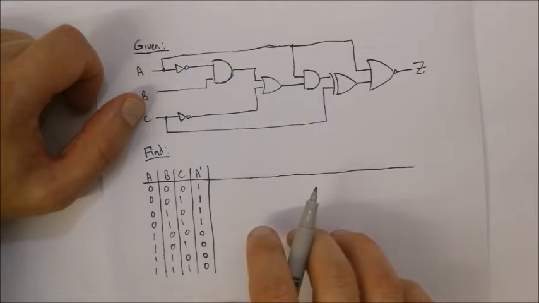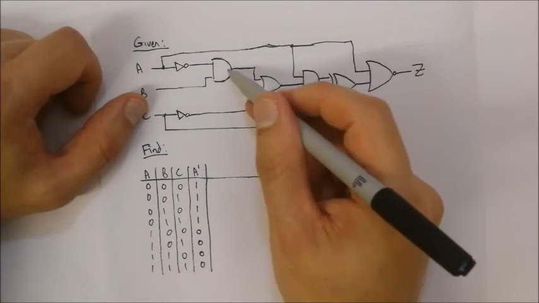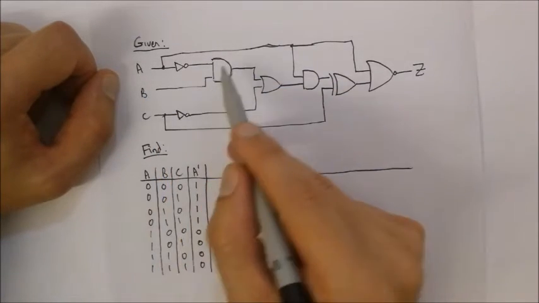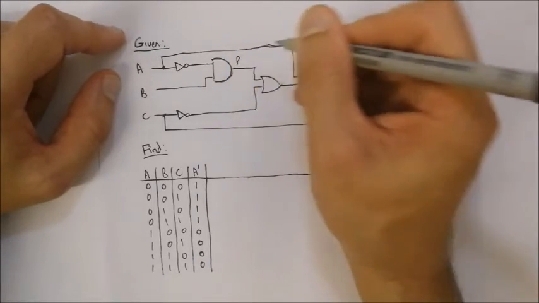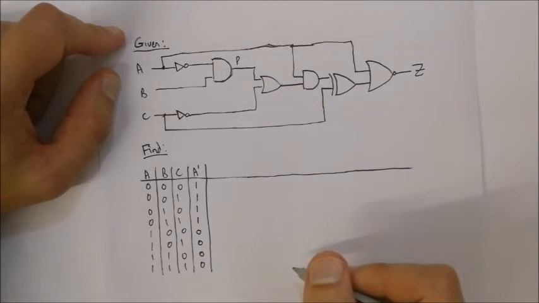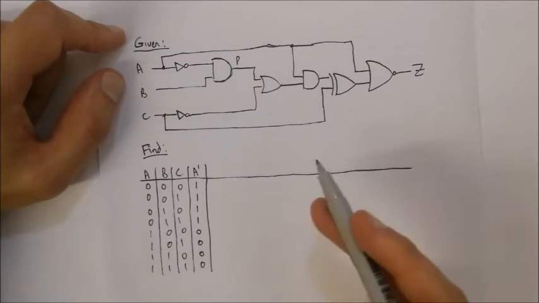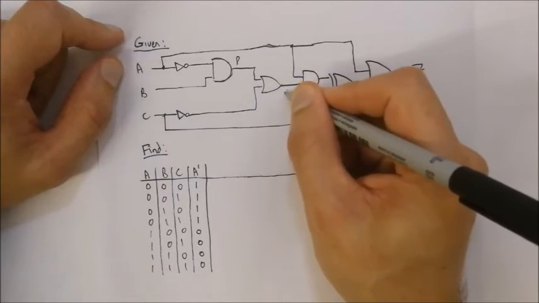The next thing I'm going to look at is this output over here. That A naught goes as an input and gets ANDed with B. So I'm going to call this output P. Essentially, every output from each gate I'm going to label. So that's going to be P. The output of this gate will be Q.